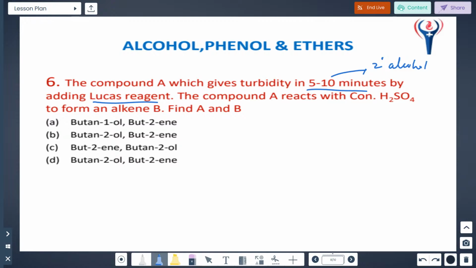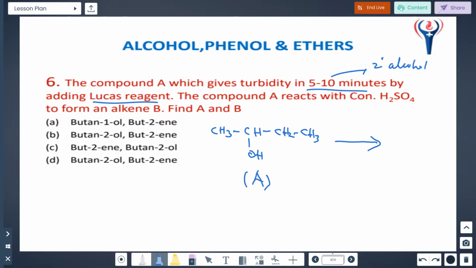Now the compound A reacts with something. So who is the secondary alcohol here? Butane 2-ol, and here also butane 2-ol. First I'll take this one. Butane 2-ol is the secondary alcohol. What is the formula for butane 2-ol? CH3, CH, OH, CH2, CH3. Butane 2-ol is the secondary alcohol. This is A, understood? From the hint only, I put this compound.